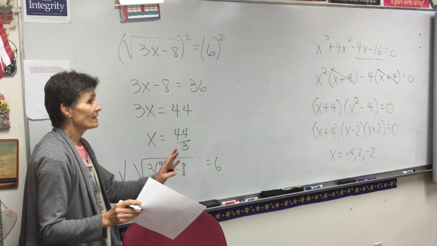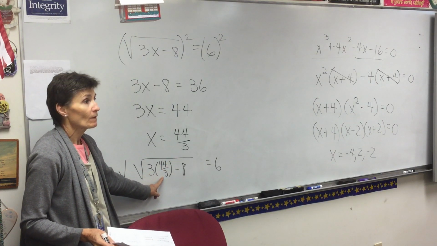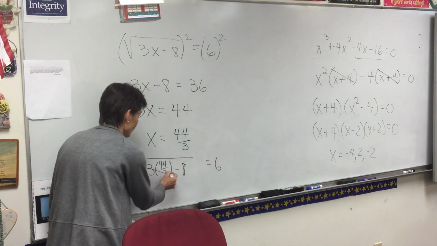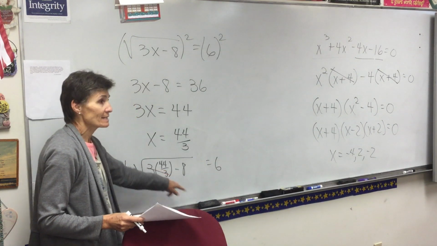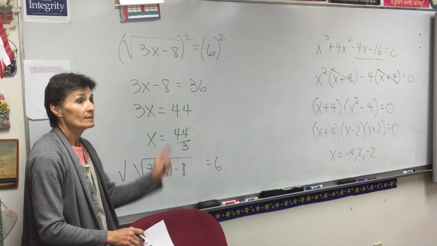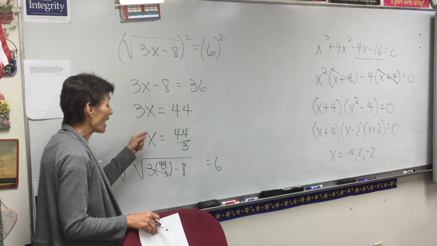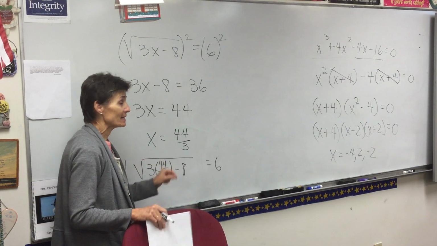Now, before you start panicking, this is easy. What's 3 times 44 thirds? 44. These cancel. What's 44 minus 8? 36. What's the square root of 36? 6. So that's a good answer. That one checks out. Remember, we've had some where we plugged it back in and it didn't work.